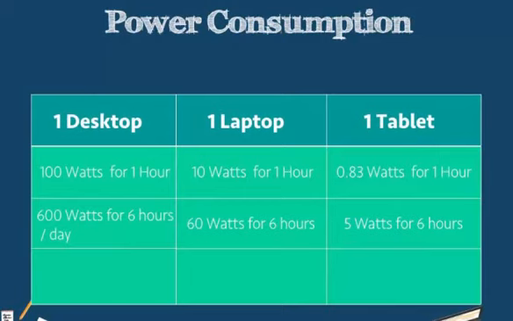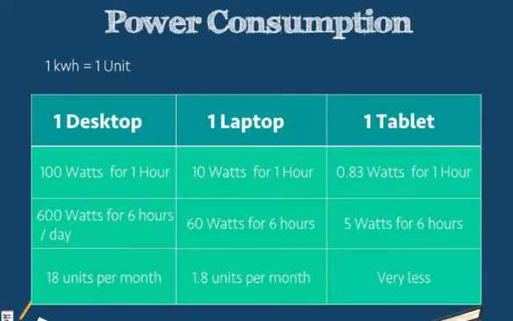If we consider the unit calculation of power, then 1 kilowatt per hour is equal to 1 unit. According to the calculation, 18 units of power will be used in 1 month by desktops. Laptops will use up to 1.8 units per month, and tablets will be very less. So tablets are more efficient if we consider the power consumption factor.